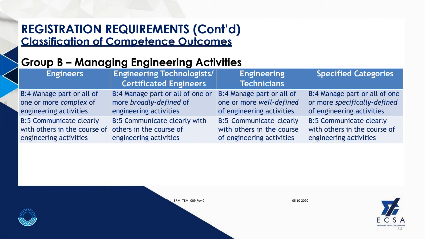And then outcome 5 under Group B is about communication: how do you communicate clearly with others in the course of your work? You need to demonstrate that communication. How do you communicate with others? How do you receive information? How do you disseminate information, either orally, verbally, or in presentation format as well, or by any other means, to indicate that you are able to interpret what has been given to you, and the other parties are also able to interpret what you've given?